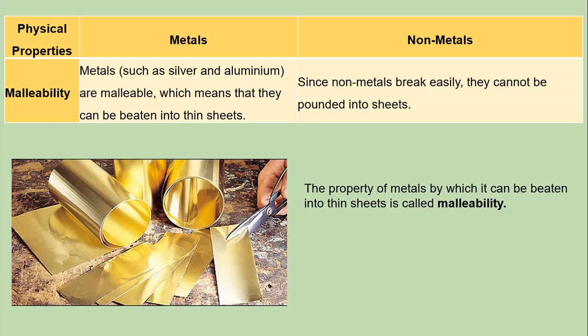The next physical property is malleability. So what is malleability? The property of metals by which they can be beaten into thin sheets is known as malleability. Generally, metals can be beaten into thin sheets. For example, silver and aluminium are malleable. We can make thin sheets out of silver and aluminium. On the other hand, non-metals, as they are brittle, that means they break easily, cannot be pounded into sheets.